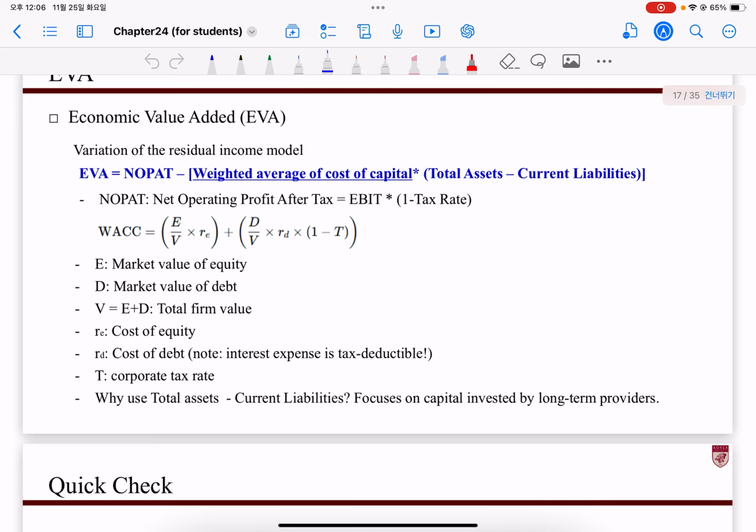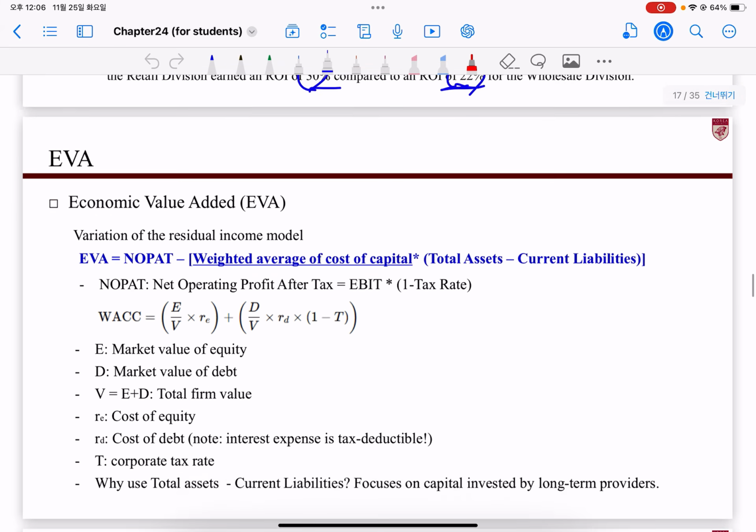Okay, now this is the last part of the financial metrics, which is EVA. So EVA is a part of the residual income.